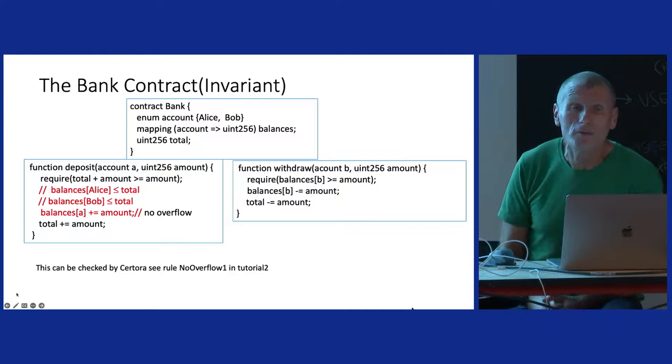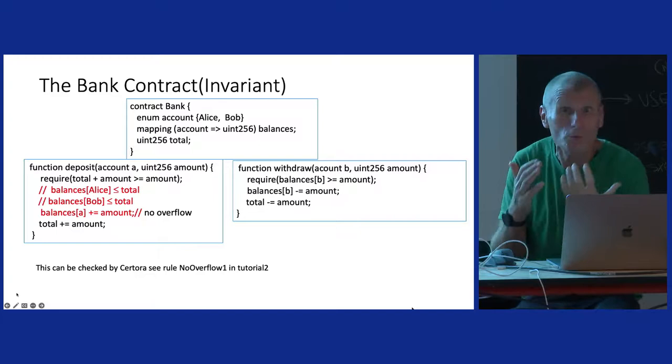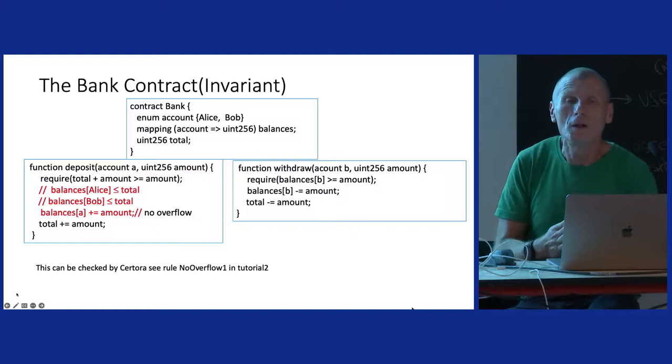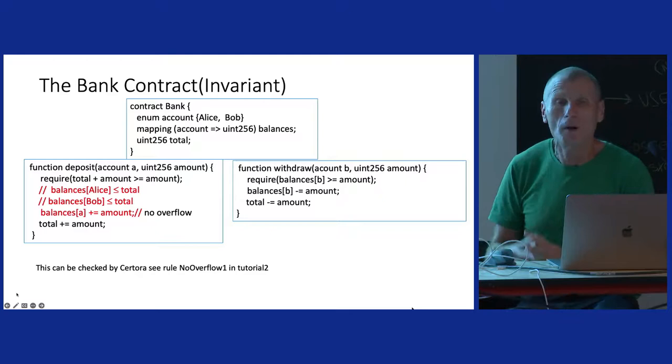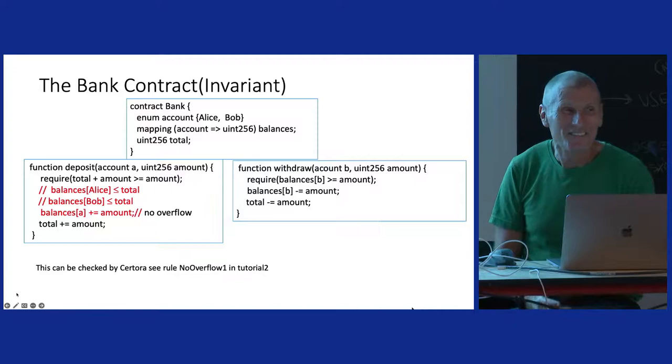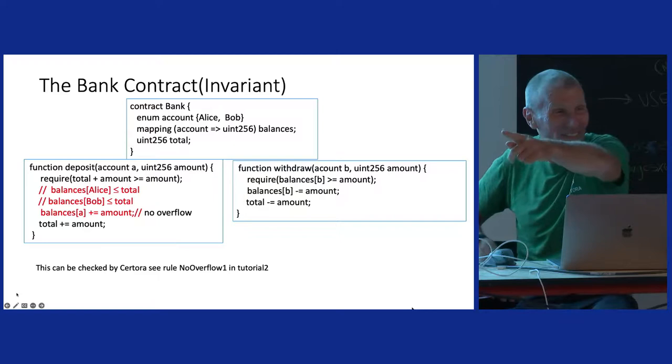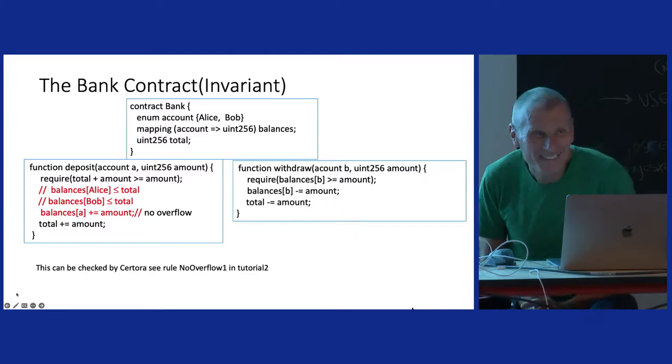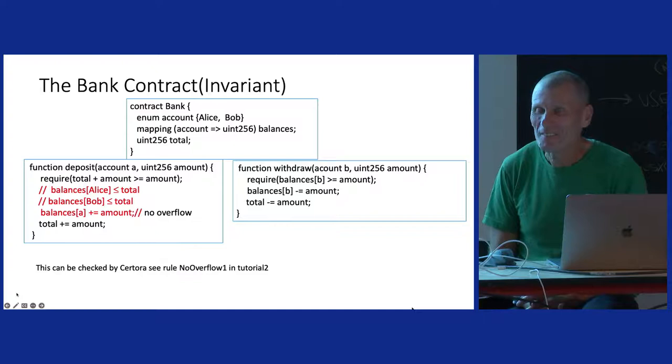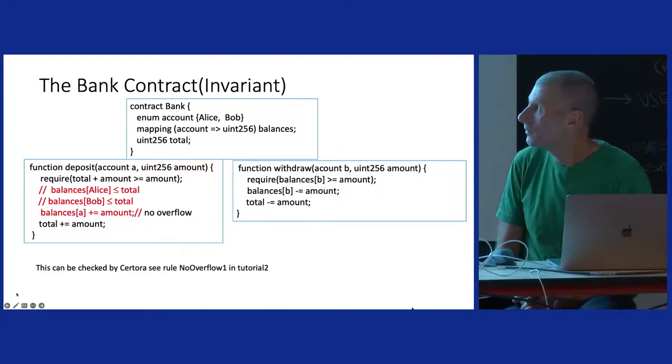So this is the property that we have, which is a true property. But is it inductive? Is it the case that if all the balances are less than total, and I execute an operation, the balances still remain less than total? Somebody wants to help? No? Some people are smiling. I believe this property is inductive because we start from the initial state where everything is zero, and the only induction step is either deposit or withdraw, and both maintain this property.